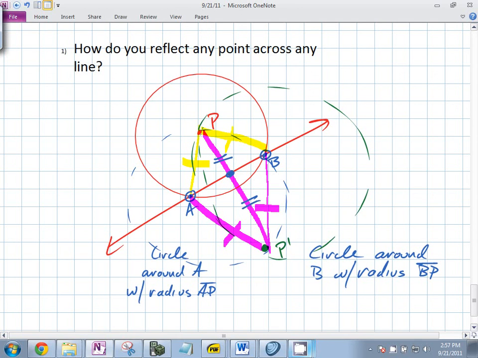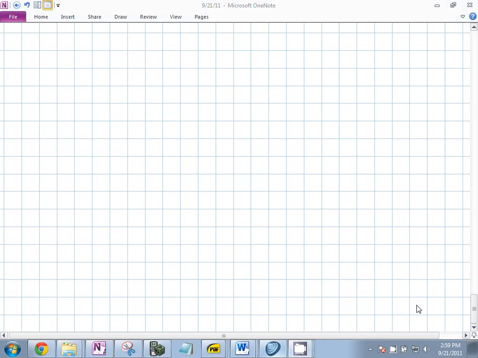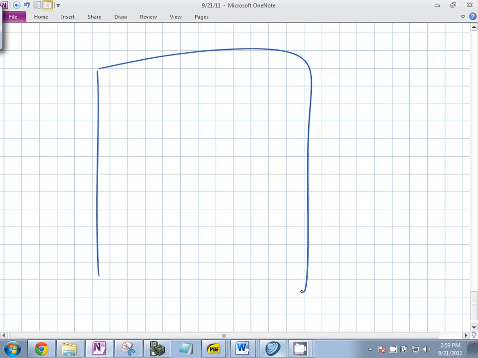So I'd like you to practice this right now. Practice reflecting a point across a line. I would like you to do this. So everybody put your pencils down, stop drawing for a second, everybody just watch. Here is your piece of paper. This is what I'd like you to do. You're going to draw, you can use half of one if you'd like. You're going to draw a triangle, A, B, C. And then you're going to pick a point, P.